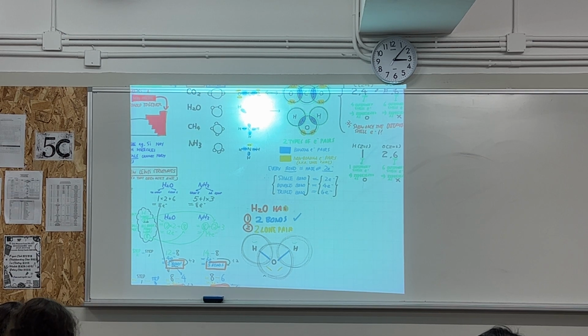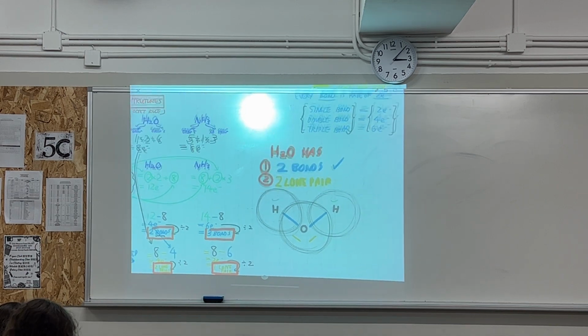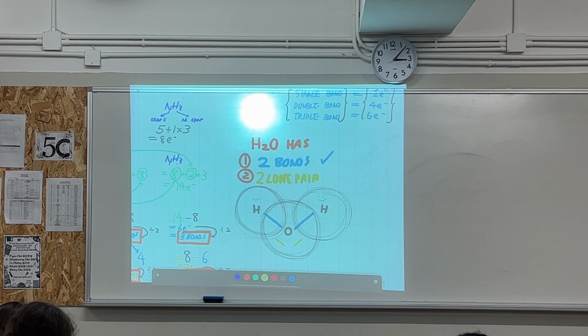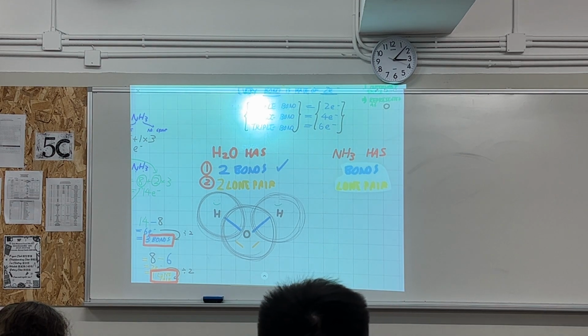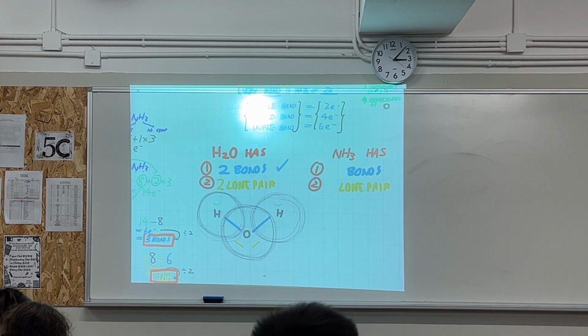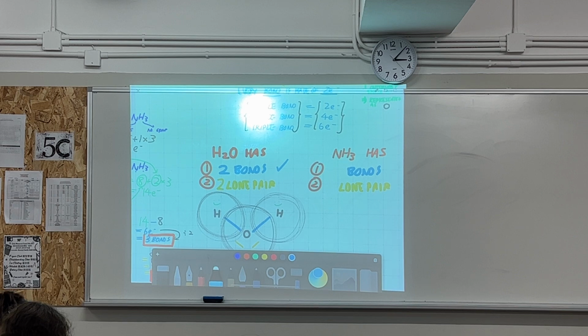Can you see that? Now, let's try to draw the ammonia's Lewis structure. Look at what we have now. We have 3 bonds, one lone pair. So write this down. NH3 has 3 bonds, 1 lone pair. That we know. So I'll leave that to you now.